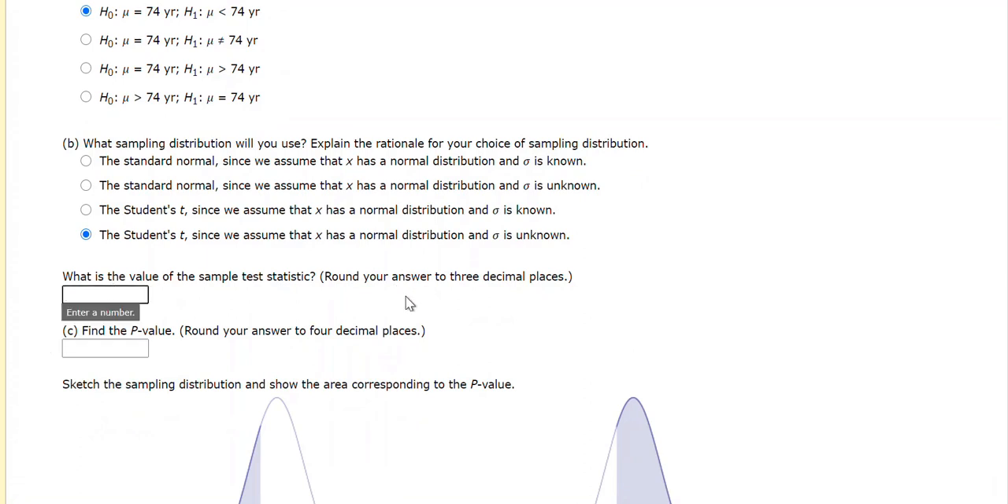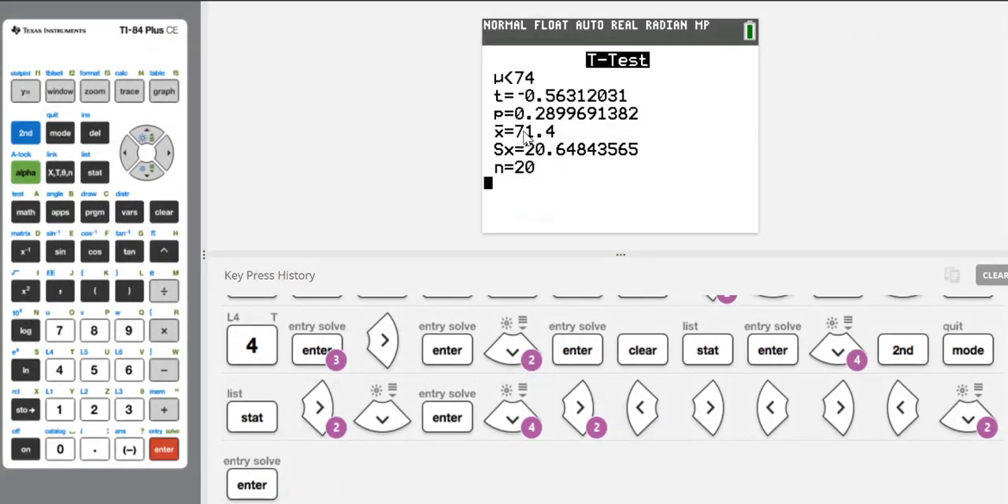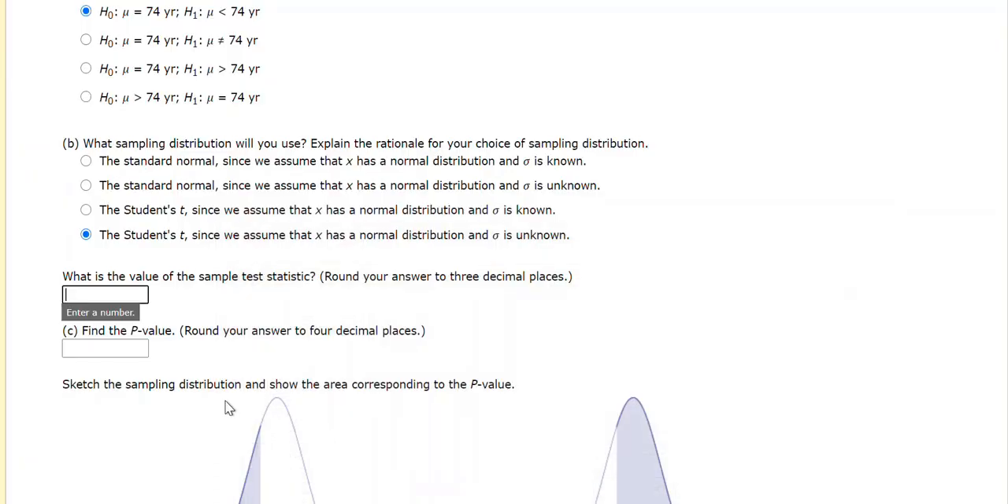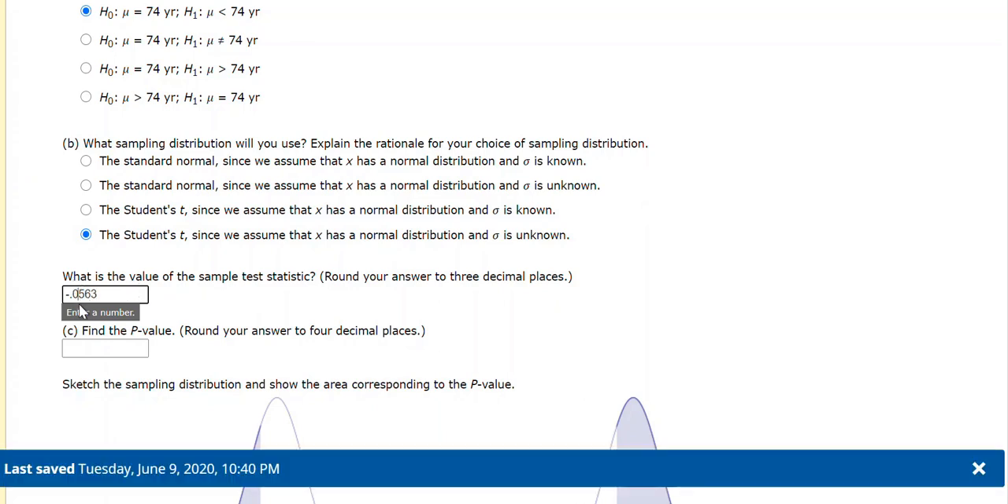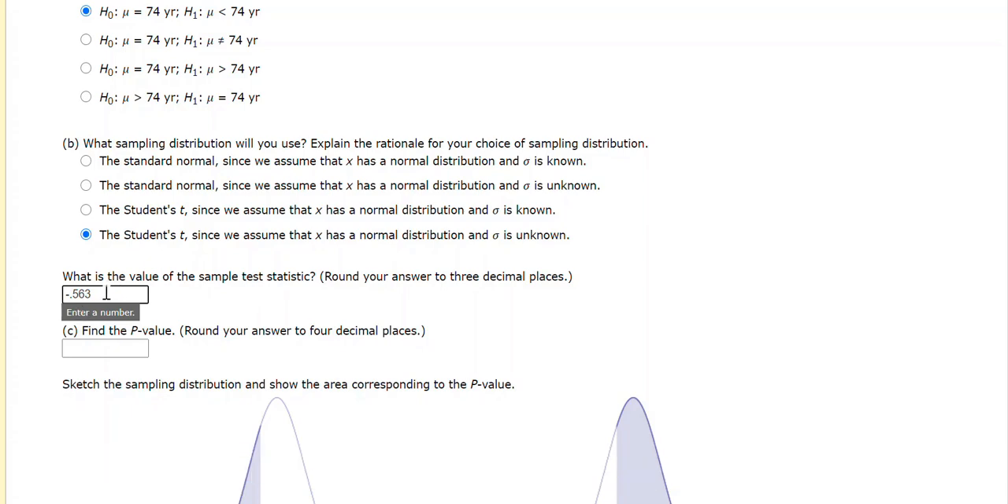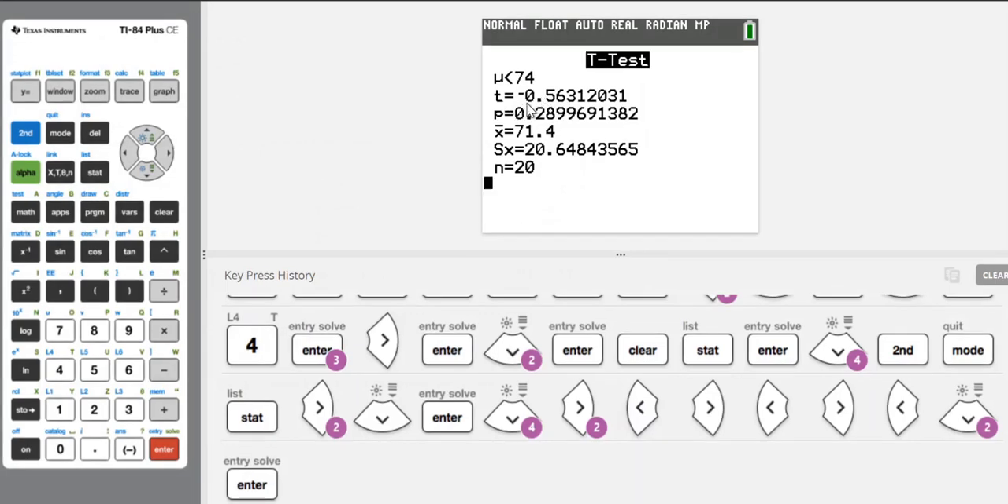And what's the value of the sample test statistic? Well, that was the t on our calculator. So this is the sample test statistic, the t. And so I wrote that number down to 3 decimal places as negative 0.0563. And I made a mistake here. Let me fix that. 0.563. So my test statistic is negative 0.563.